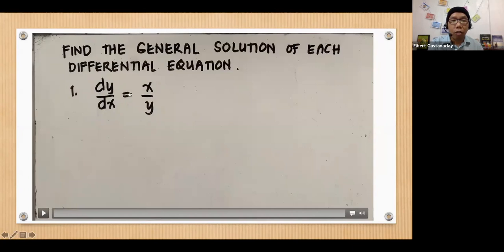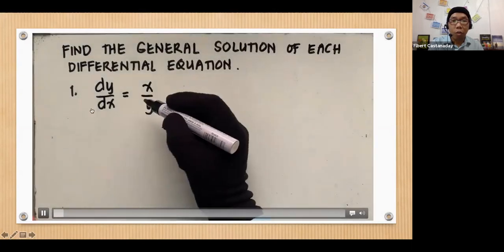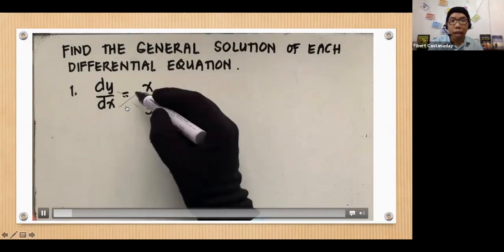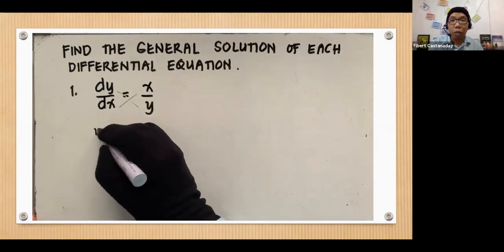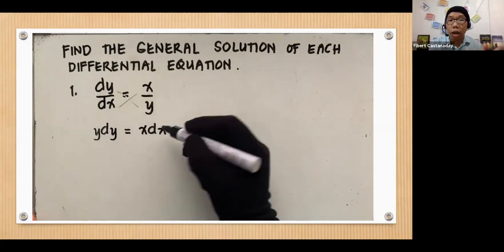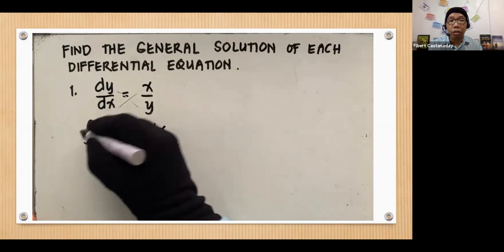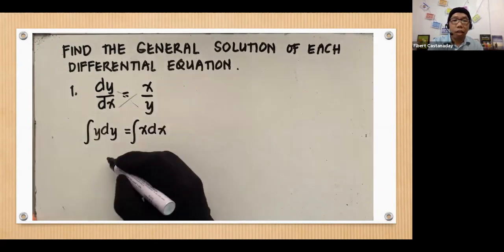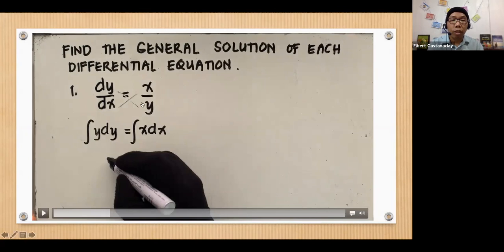Now it is equal to dy over dx is equal to x over y. Now we can separate this since we can do cross multiplication. Cross multiply y to dy and x to dx. So by doing that, we're able to separate the variables where the left side is a pure function of y and the right hand side is a pure function of x. Then if you can do that, you can now integrate both sides of the equation.